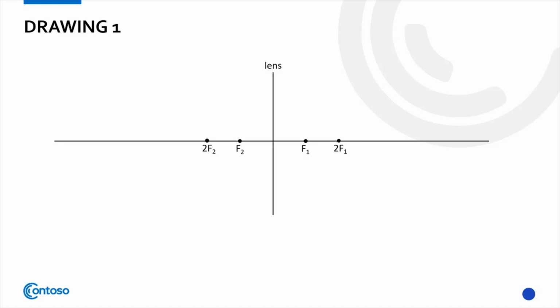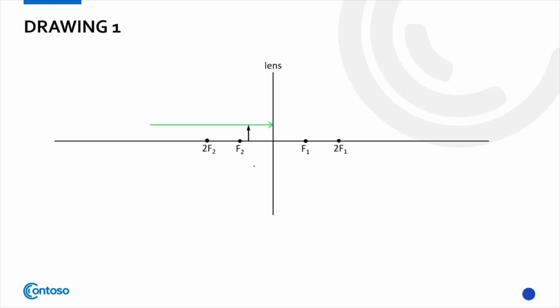The distance of the object is 4.5 cm from the lens. So based on the scale we use, the object must be drawn 1.5 cm from the lens on the left side of the lens. This is the object. Please remember, the height of the object must be drawn as 1 cm. The distance of the object from the lens must be drawn as 1.5 cm. Now let's draw the rays.